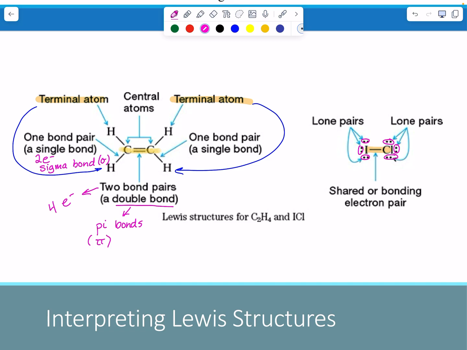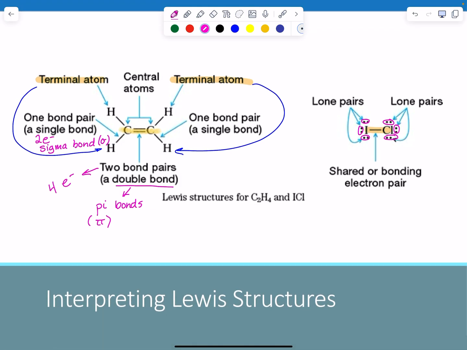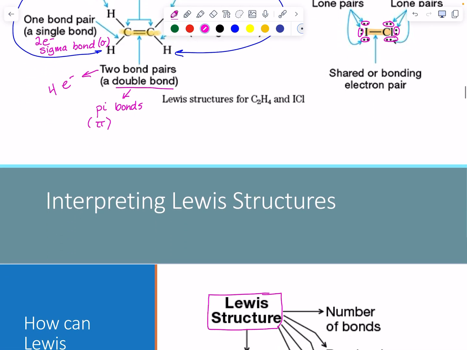All right, so we've got bonding pairs, we've got sigma bonds, pi bonds, we've got lone pairs, and we have central atoms and terminal atoms. So that's all the terminology that we use when we're talking about Lewis structures.